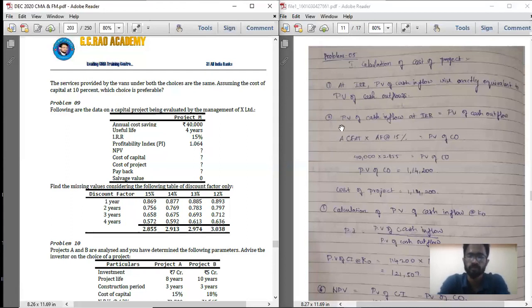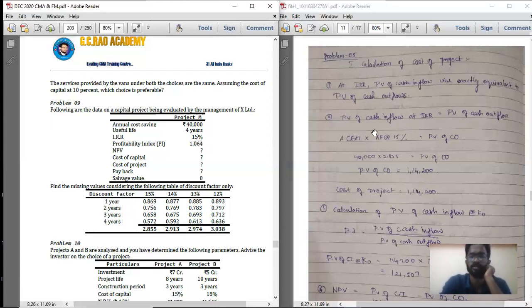Below that, point number 2. Ultimately, the present value of cash inflow at IRR is equal to the present value of cash outflow. Here they have given the IRR as 15%. So we can easily calculate the present value of cash inflow at IRR.